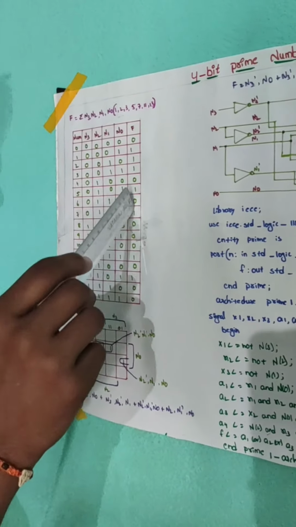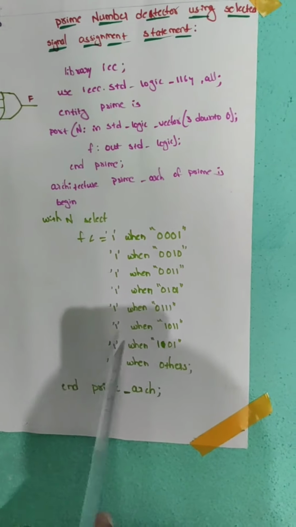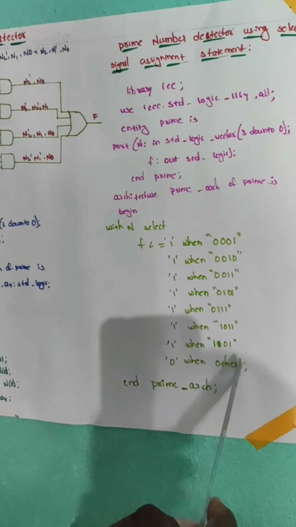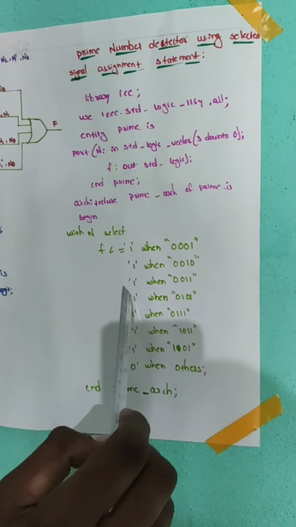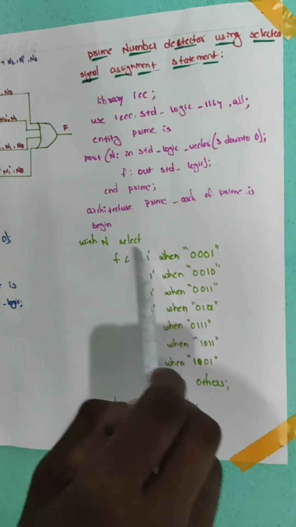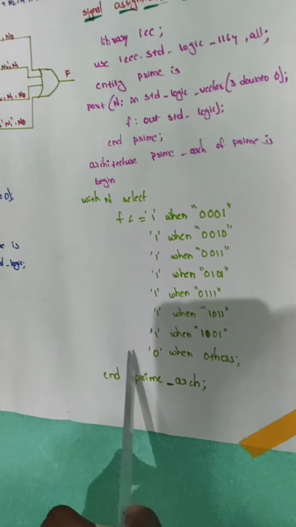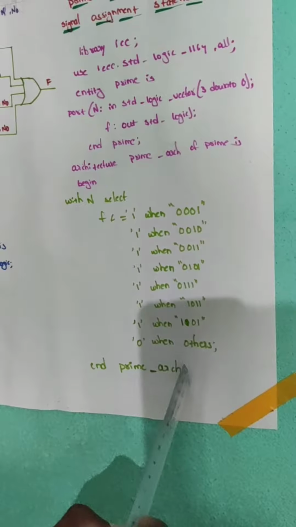Here, whatever the outputs are high, these outputs are selected as 1. Whatever the outputs are low, these outputs are selected as 0, when others. So when the output is high, that output is taken as a prime number, and 0 is not taken. End prime arc.